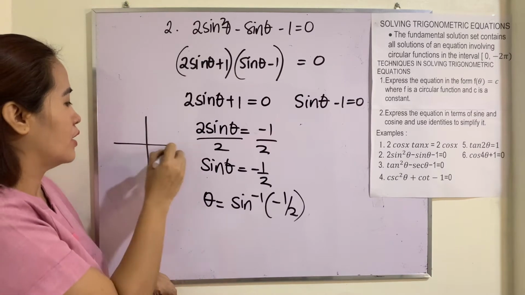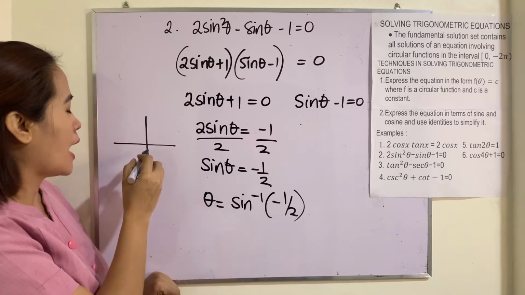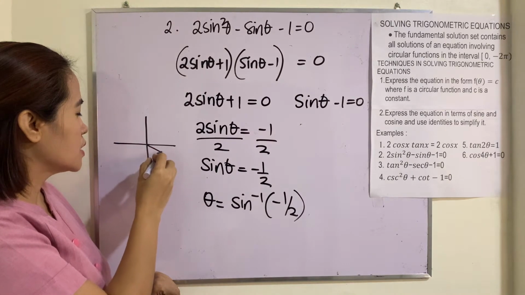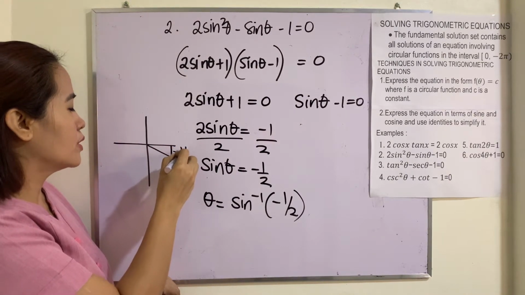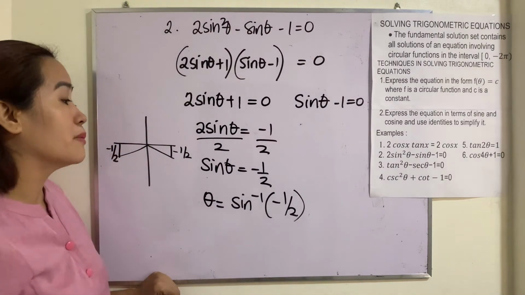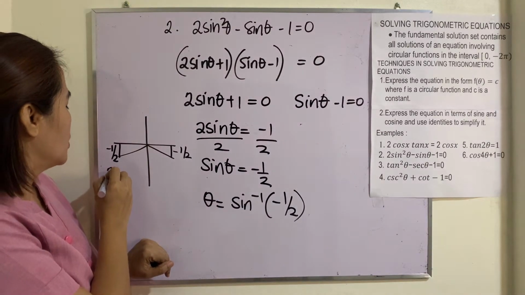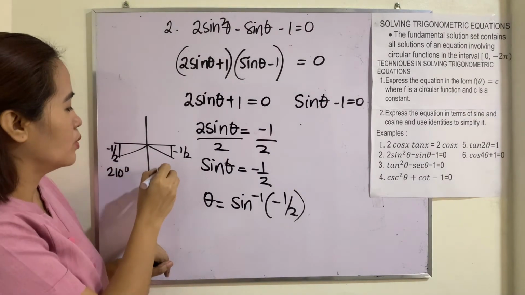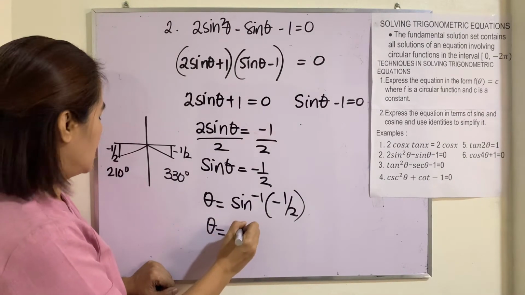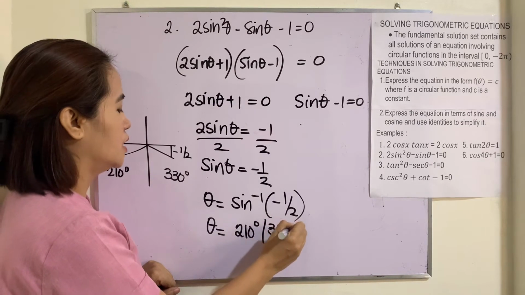I will be getting the value of this using this unit circle. This one is -1/2, and this one is also -1/2. I'm talking about the sine. And this is equivalent to 210 degrees and the other one is 330 degrees. So we have theta here is 210 degrees and 330 degrees.